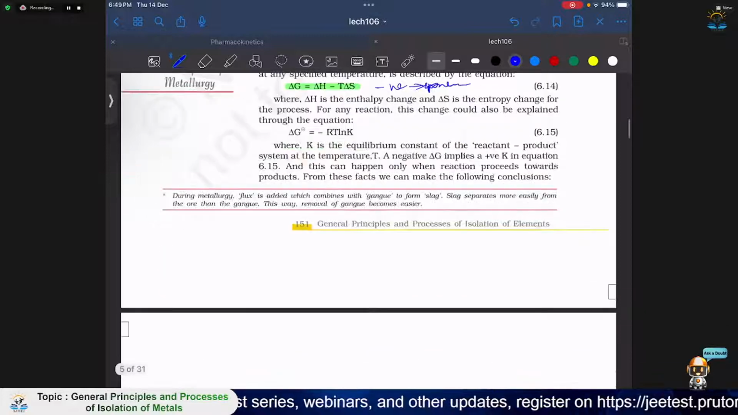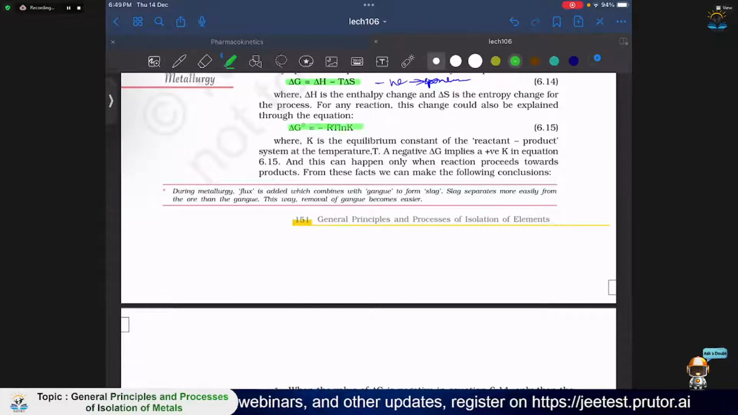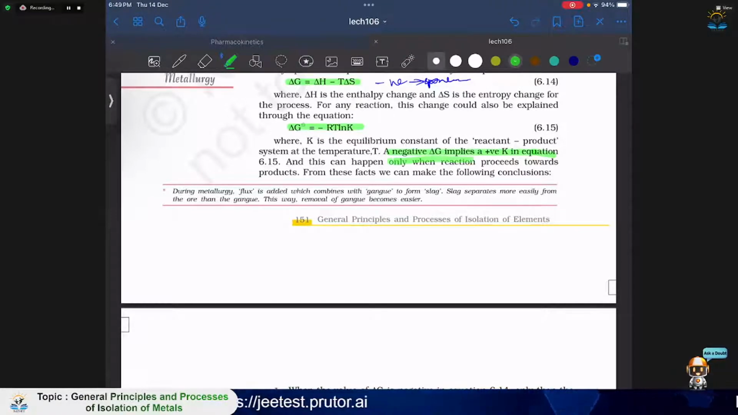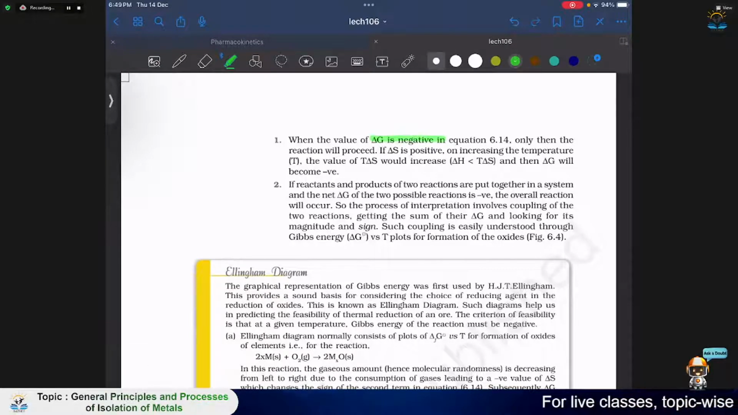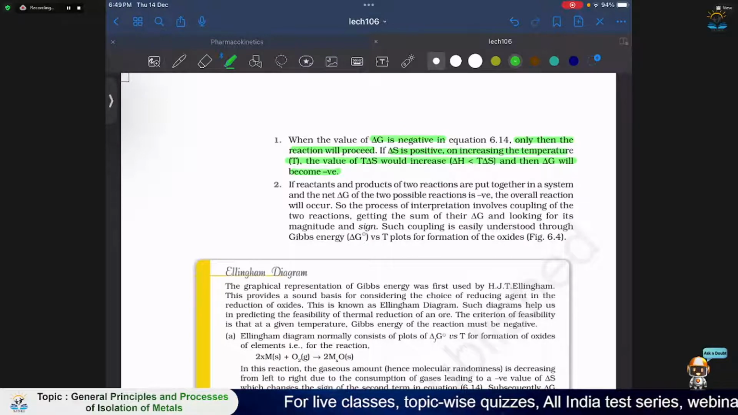One more equation is there. It relates your standard Gibbs energy change with your equilibrium constant. We know a negative delta G implies a positive equilibrium constant. This can happen only when the reaction proceeds towards product. Now, from these facts, some conclusions can be made. If the value of delta G is negative, then only the reaction will proceed. If delta S is positive, only on increasing the temperature, the value of T delta S would increase, and then delta G will become negative.